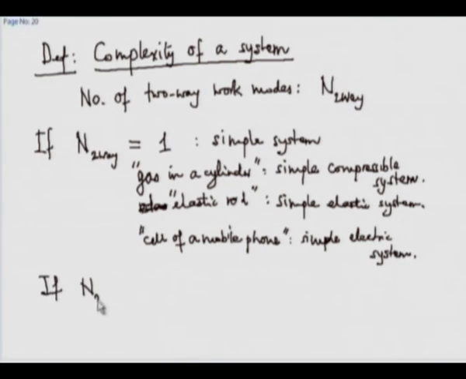If N2W is greater than 1, we call such systems complex systems. For example, an electrolyte which can expand and contract, and can also be charged and discharged, is a complex system. There are two two-way work modes: charging and discharging, and compression and expansion. Similarly, a spring which is made up of magnetizable and demagnetizable material will be a complex system. You can magnetize it and demagnetize it. You can compress it and you can expand it. So it's a combination of an elastic system as well as a magnetic system.